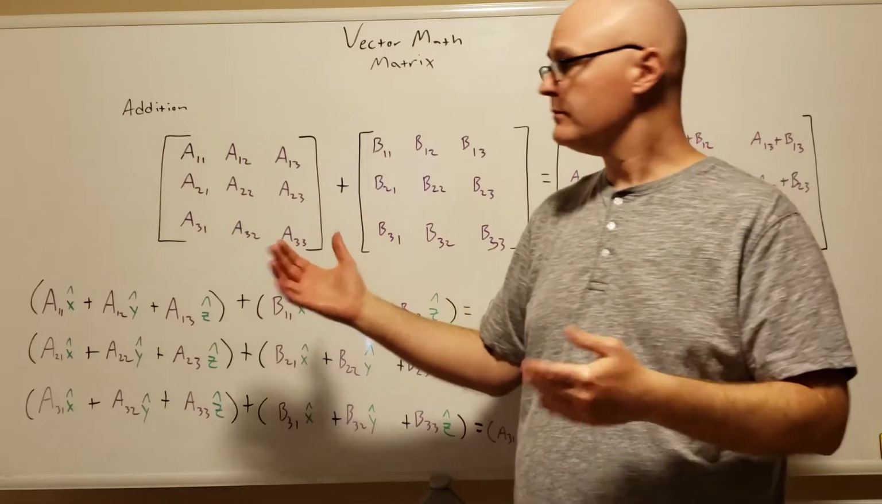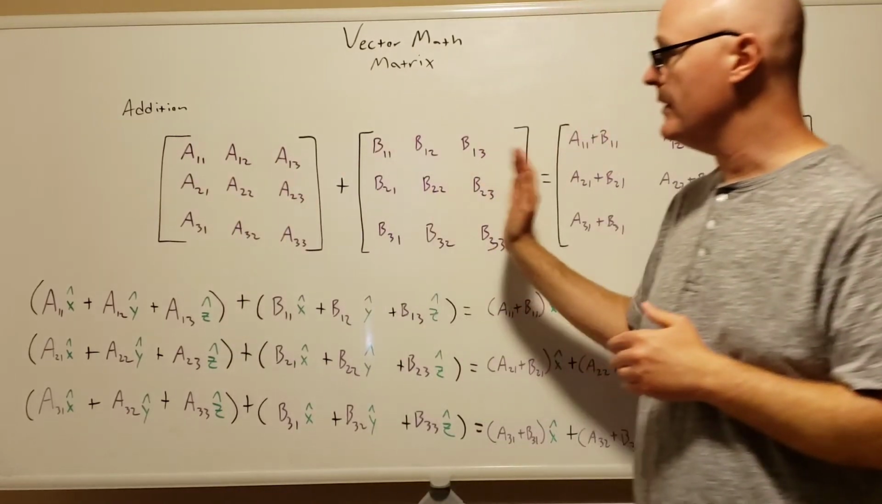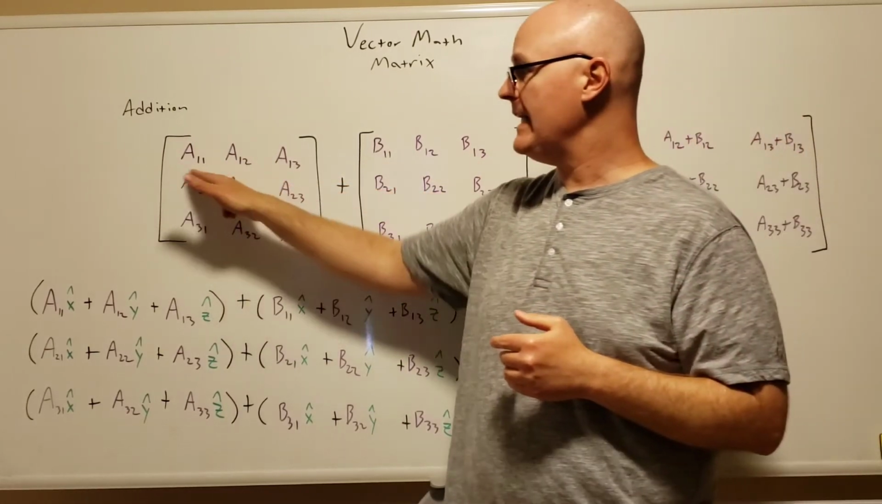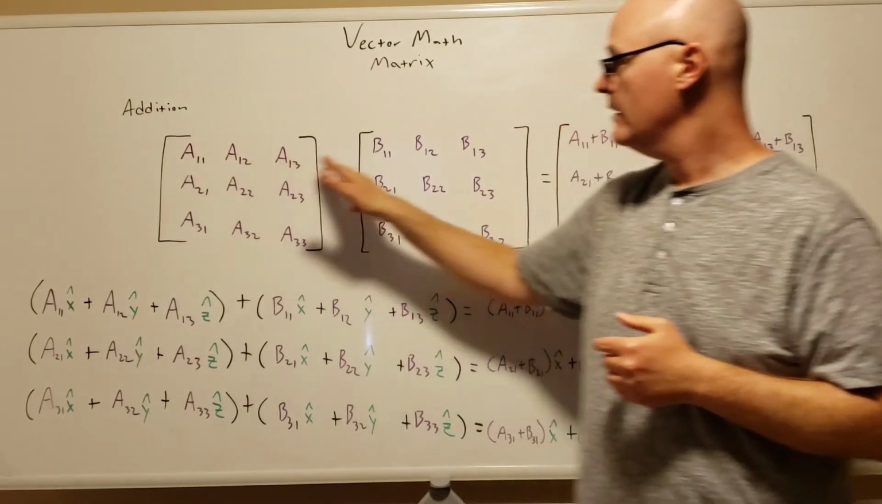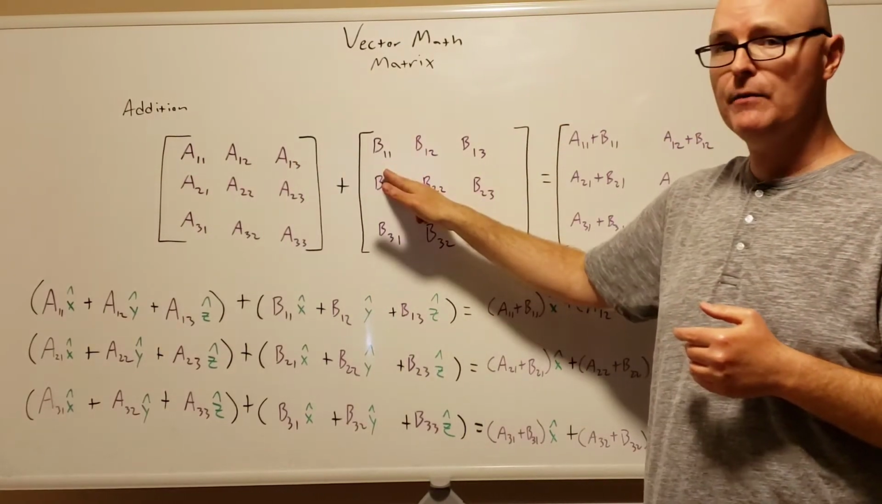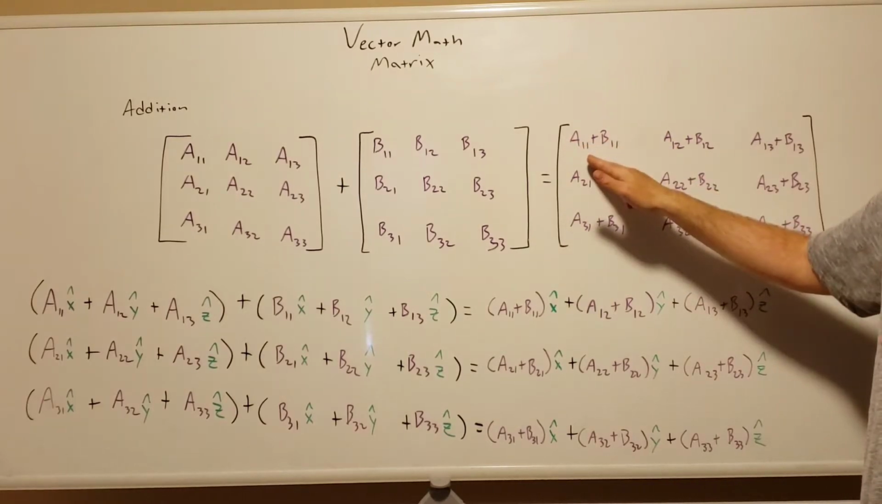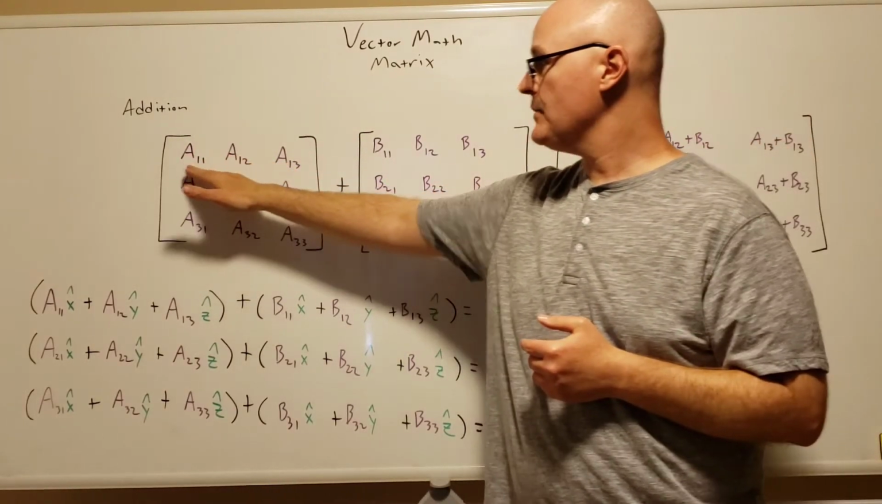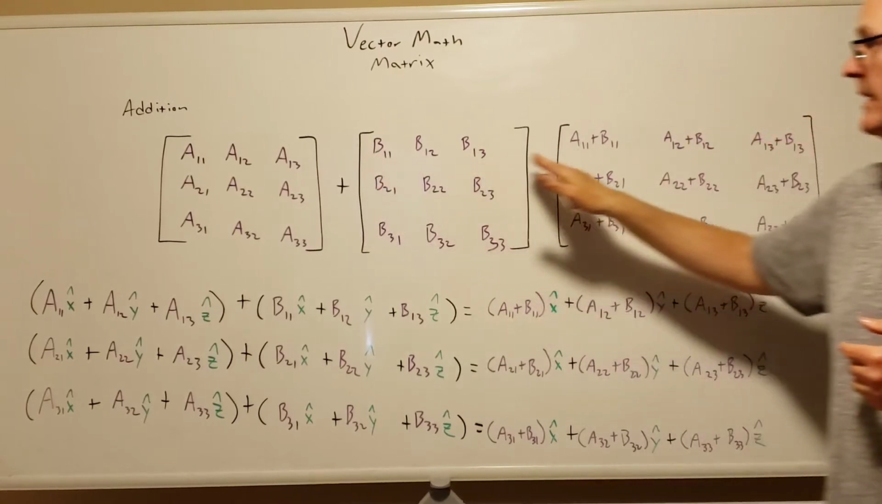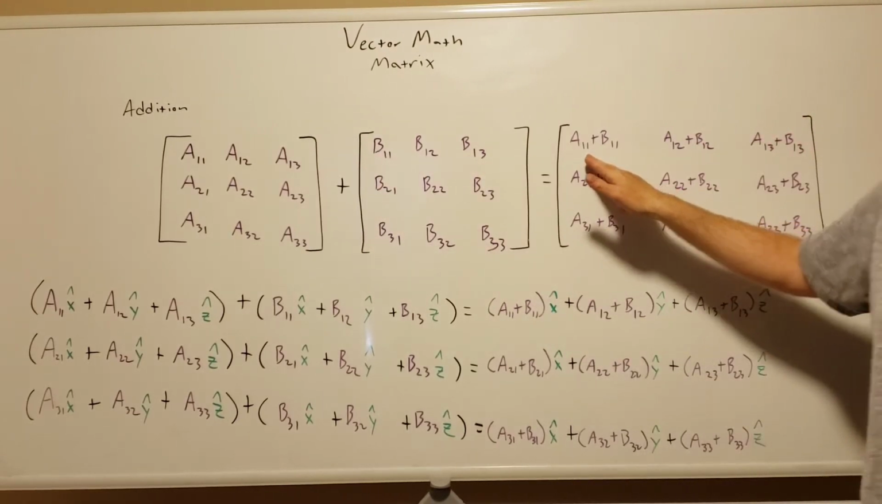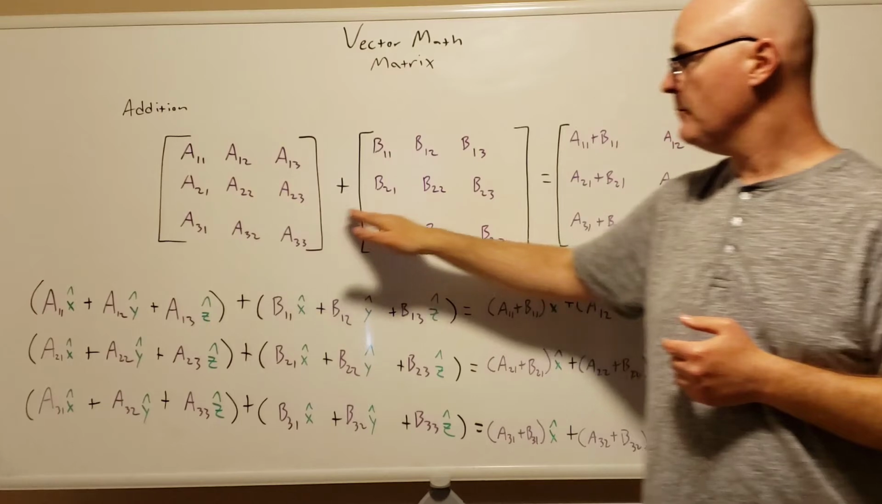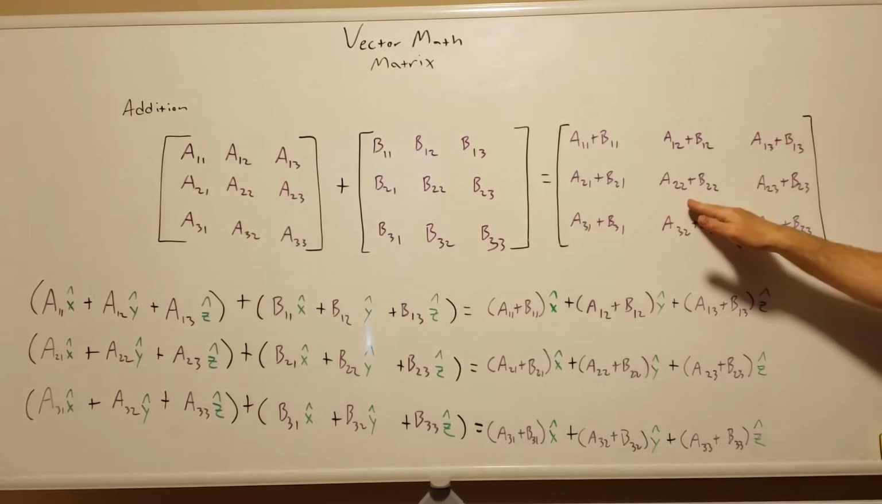That doesn't work. They have to be the same in order to do this addition, because I'm going to add each position to the position in the other matrix to get my final answer. So I take this position plus this position equals the value in this position. This position plus this position equals this value in this position.